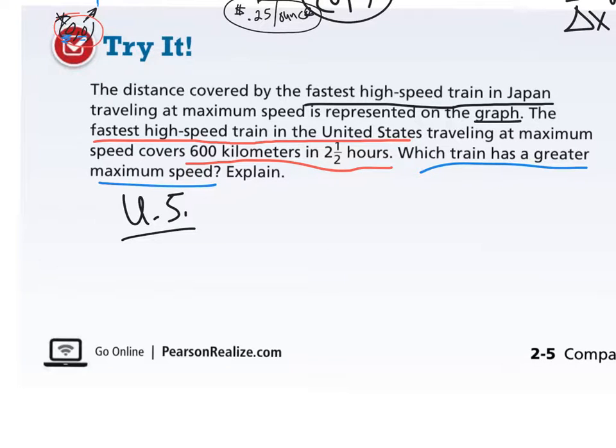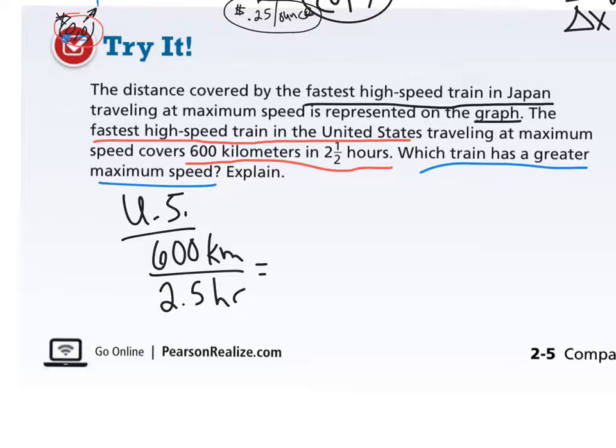And again, we can think about for the speed whether we would want to do kilometers per hour or hours per kilometer when we're talking about the speed. And kilometers per hour would be what we would want to use here. Normally, in the United States, we use miles per hour. Other countries use kilometers per hour for their speed. So 600 kilometers, 2.5 hours. And so what we can do is just divide that out.